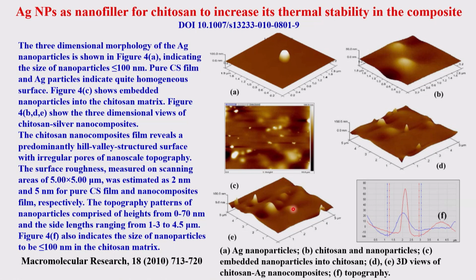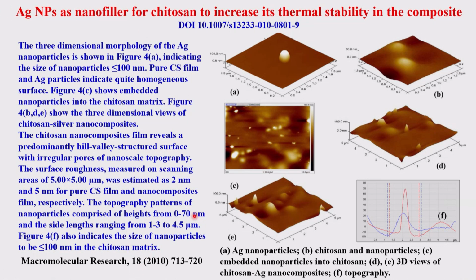So this is scanned over 5 by 5 micron, and this shows a 2 nanometer and a 5 nanometer kind of roughness. So the 2 nanometer you will get for the simple chitosan sheet, and when you embed this level of silver nanoparticles, it will go to the 5 nanometer one. So these kinds of things give the topographic patterns of the nanoparticles, and these comprise various levels depending upon the doping, depending upon the extent of the silver nanoparticle nanofiller done.